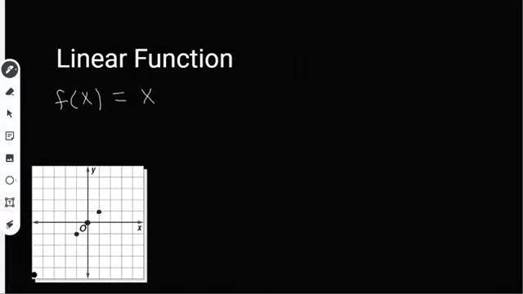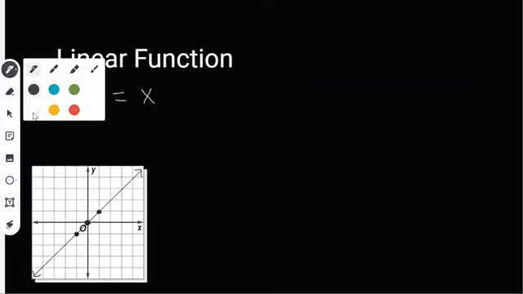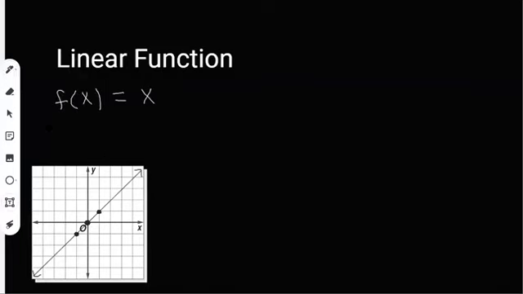I'm going to draw a line through them as best as I can, I hope. Okay, how do I do this? Yeah, there we go. All right, perfect. This is f of x equals x. A linear function is always going to be a line. I guess that's the first thing I want to say. The word linear means line. So you're always going to have a line.